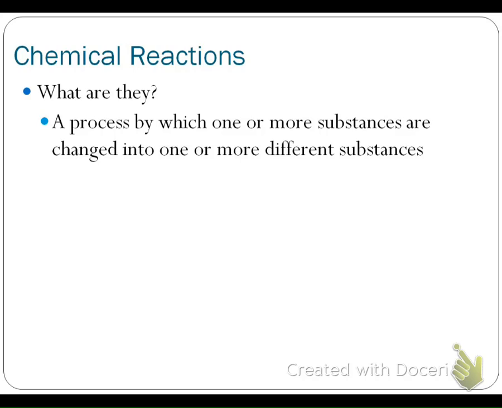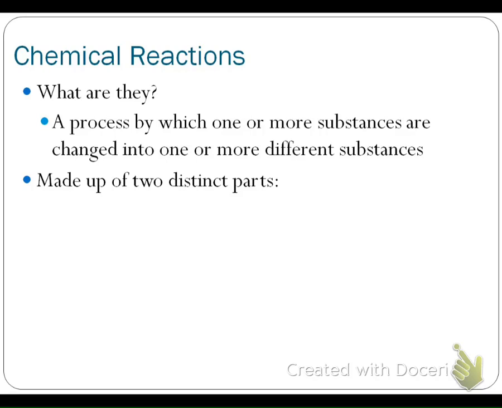Okay, so in a chemical reaction, we begin with one or more separate substances. We combine them in a multitude of different environments, in water, under pressure, with heat. We can combine them in a ton of different ways, but the result will be something new, something completely different. Okay, so one or more different substances. Chemical reactions and chemical equations are made up of two distinct parts.